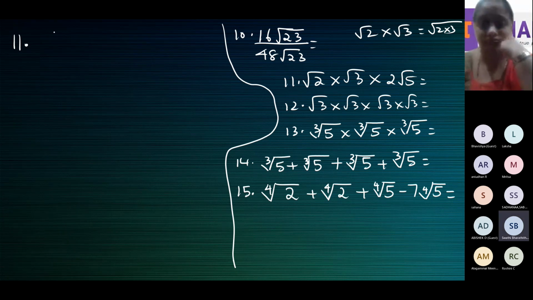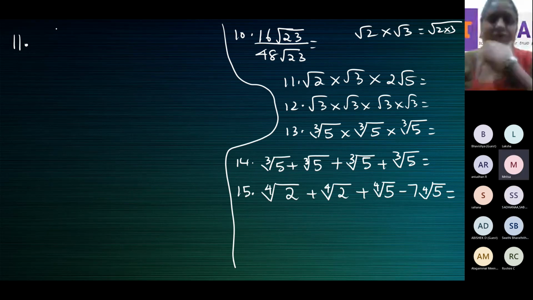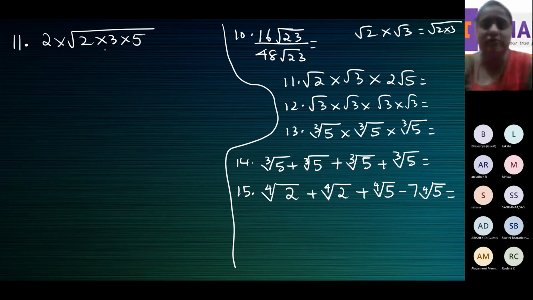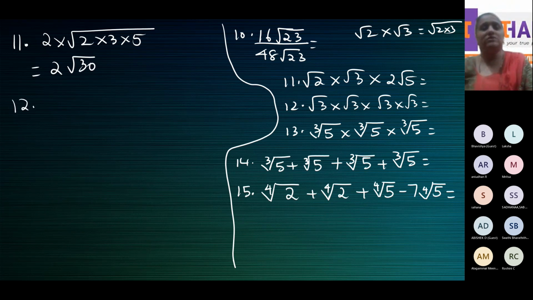Next one, the 11th one. 2 root 30, ma'am. 2 root 30. Okay, because it is 2 into square root of 2 into 3 into 5. There's only one 2, one 3 and one 5, so nobody comes out of the square root. So it is 2 root 30. All of you tell me, children, any doubts, please ask me.